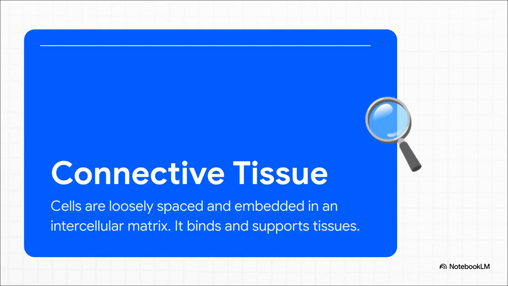Okay, next up are the connectors. Connective tissue is literally the stuff that holds you together. It's the body's glue, its scaffolding, its framework. The main thing to know about it is that the cells are kind of spread out, and they're floating around in this non-living stuff called a matrix. And that matrix can be anything. It can be a liquid, a gel, or even rock solid.